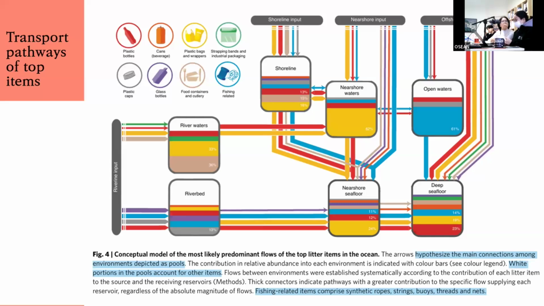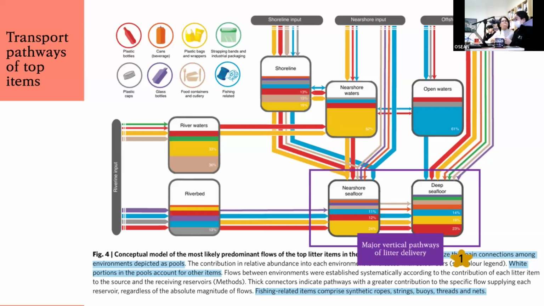The white portions in this environment pools account for the other items not listed in the legend. So the analysis captured the two major vertical pathways of litter delivery, which is nearshore and offshore seafloors. On the surface, the horizontal connection between nearshore and offshore pathways occurs mainly through bottles and fishing-related items, which are actively transported across the ocean surface.